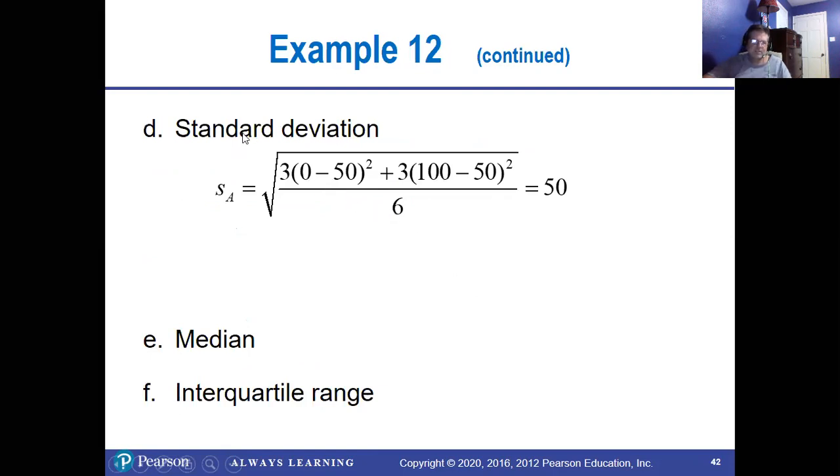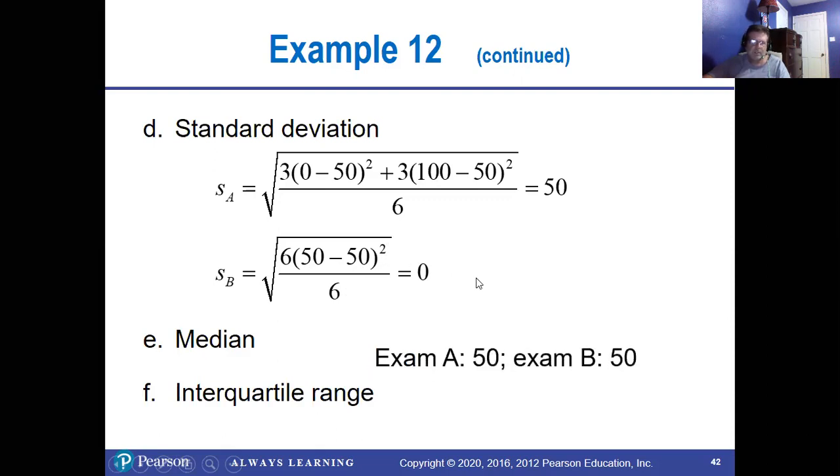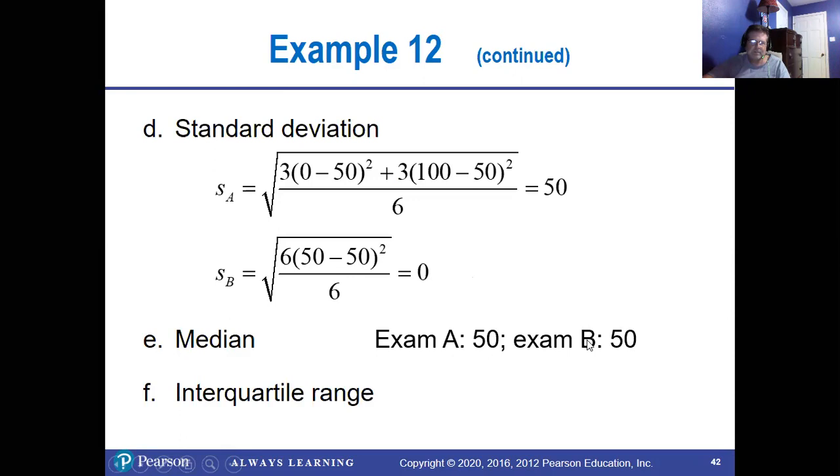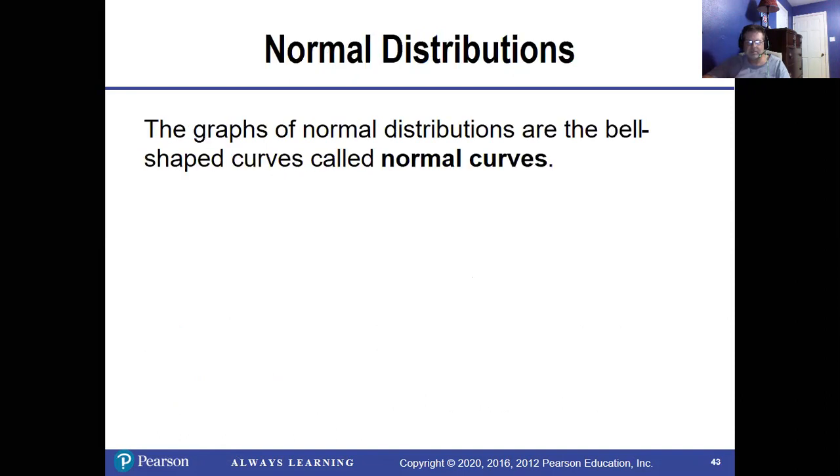Now the standard deviation. The average was 50, so you go 0 minus 50, for exam A. Square it and times 3, because there are 3 zeros and 3 hundreds. Then there are 6 scores total, and you take the square root, and you get 50. For exam B, you get 0, because they're all 50s. 50 minus 50 is 0, so everything's 0, and the square root of 0 is 0. The median was 50 on A and 50 on B. And the interquartile range is 100 for the first one and 0 for the second.